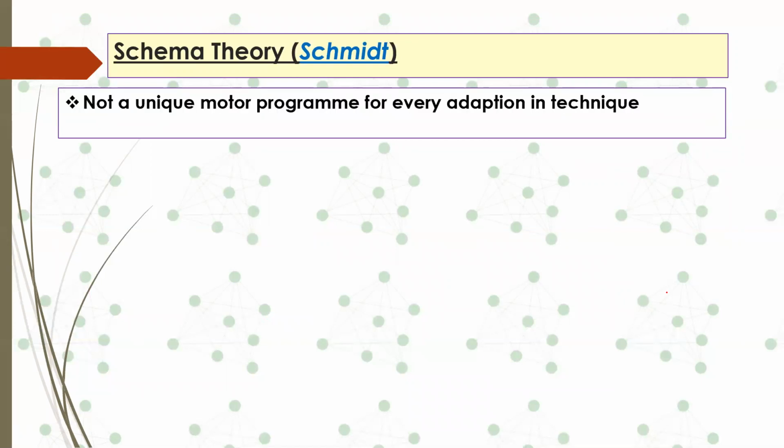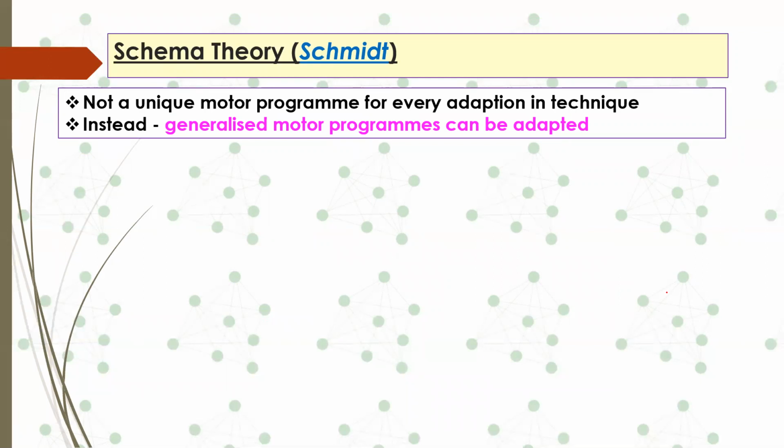So it's based on the idea that there's not a unique motor program for every adaptation in technique. So it's not like every single minute little change in how you perform a specific skill. There's not a unique motor program for all of them. What instead you have is generalized motor programs that can be adapted.